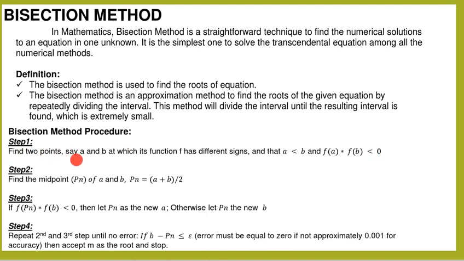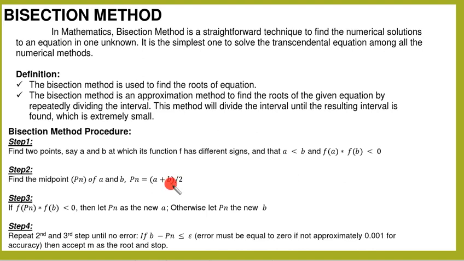You have to find 2 points such that the product of the function of these 2 points is less than 0. And then the point A natin is less than point B. So, yun yung unang step na gagawin natin. The second step is we have to find the midpoint of these 2 points. So, after ninyo mahanap yung points A and B, you have to find the midpoint of these points. So, yung midpoint natin, which is denoted by Pn, that is equal to the point A plus point B over 2. That's the midpoint of the points that you have selected.